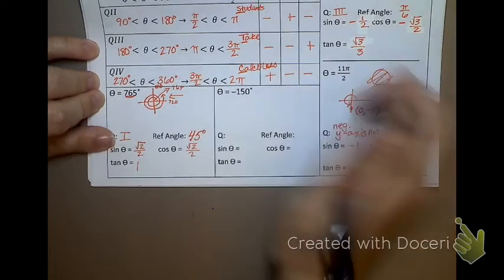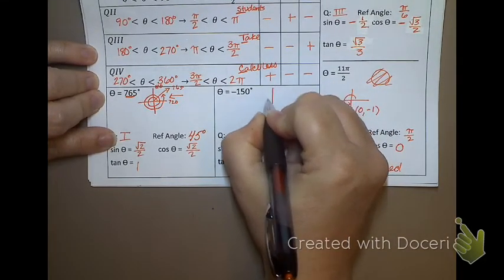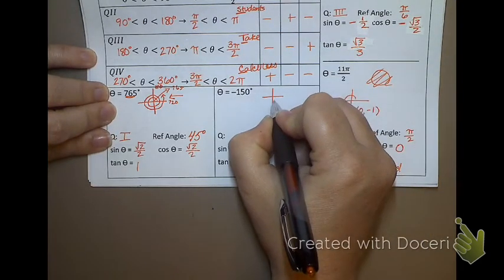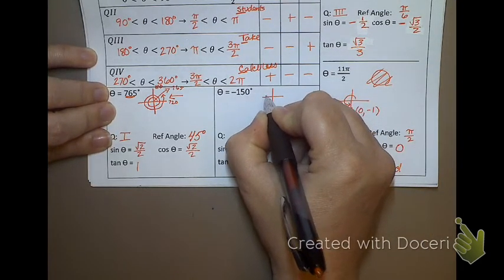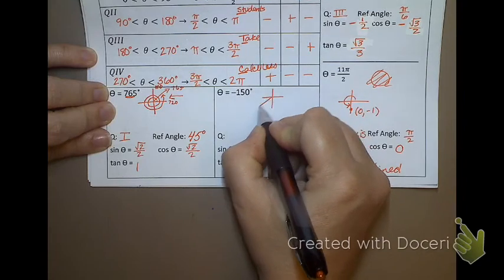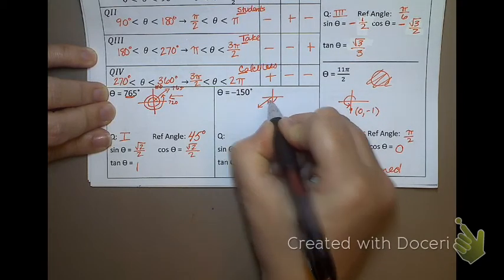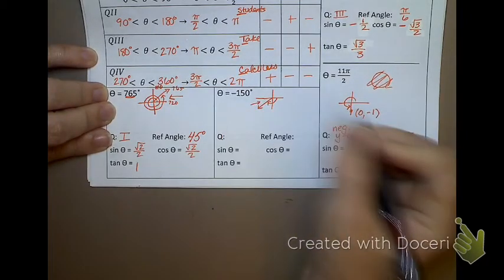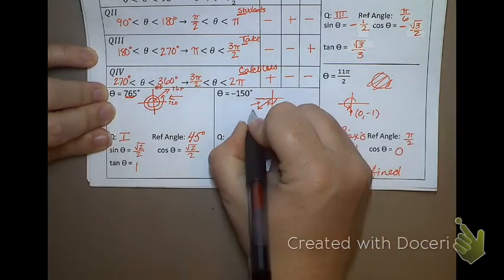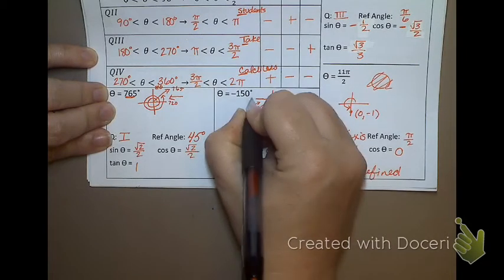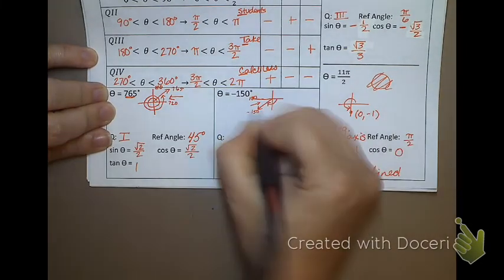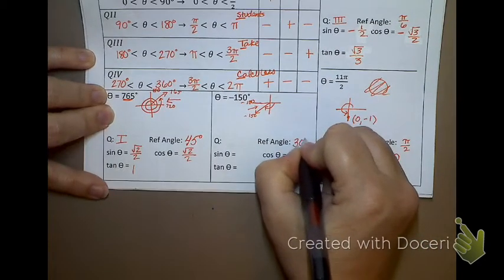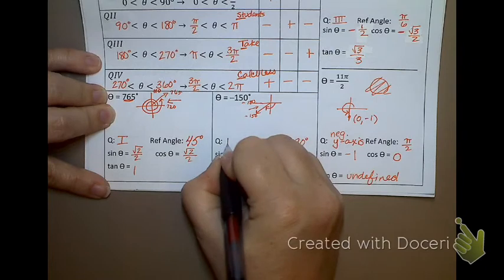Okay, negative 150. Well, I know that negative 180 would be all the way over to here, right? And I don't want to go that far. I want to stop just before it. That's my negative 150. So where's my reference angle? My reference angle is right there. So if that's 150 and that's 180, both negative, what's my reference angle? 30 degrees.